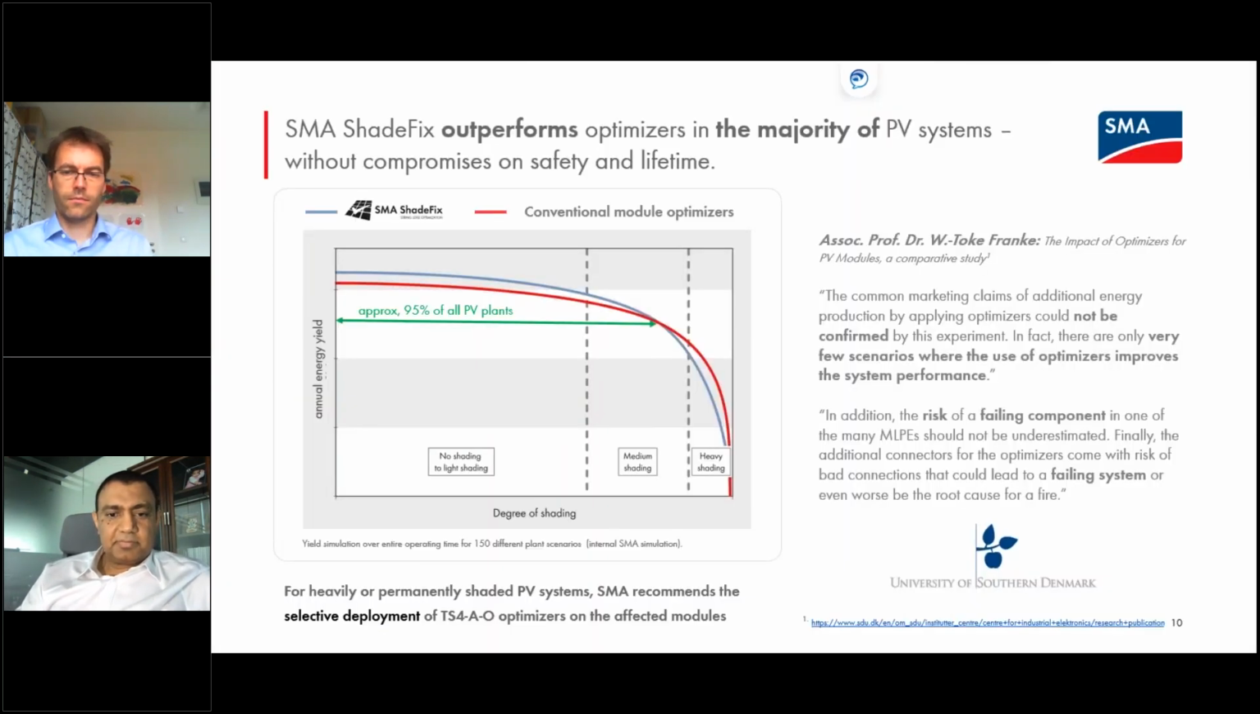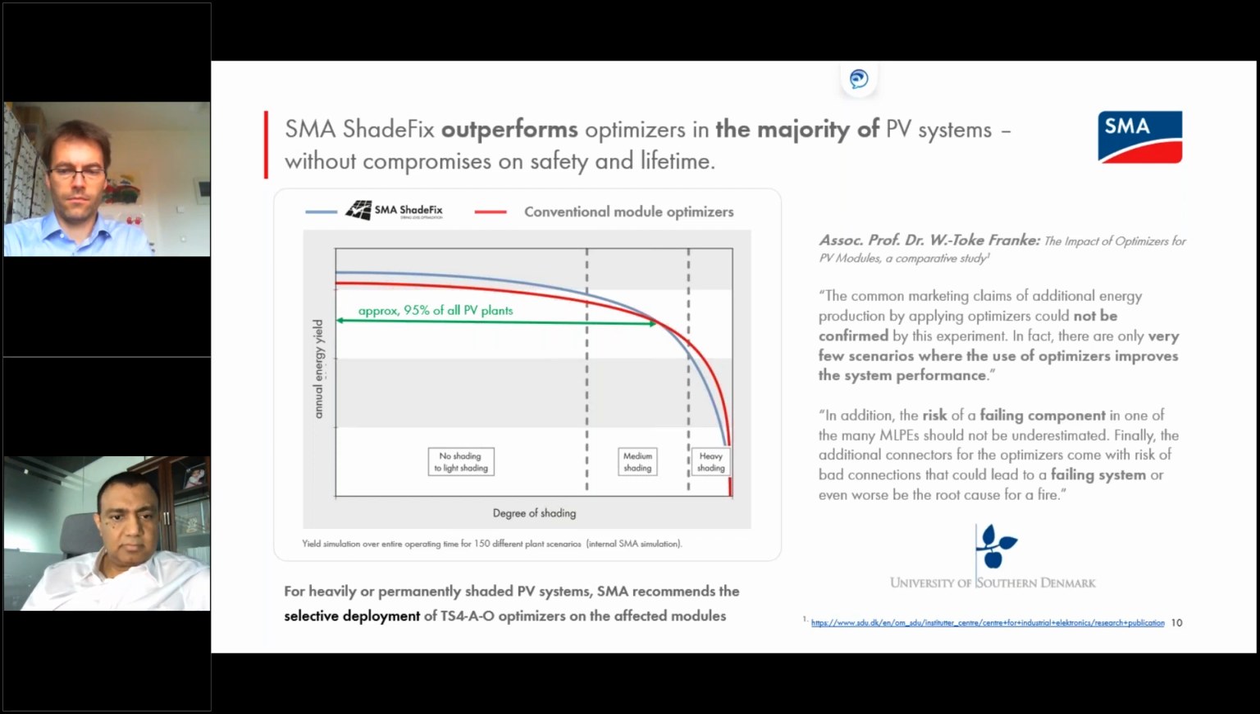As mentioned before, we are also not just believing in what we are saying, but we also have the proof. Here on the left-hand side, you see the degree of shading. Most of the systems do not have any shading at all, because they are somewhere free without any skyscrapers nearby or any trees. Some do have medium shading, and some do have heavy shading.